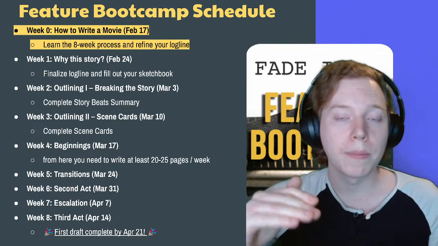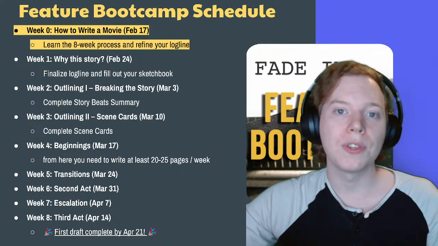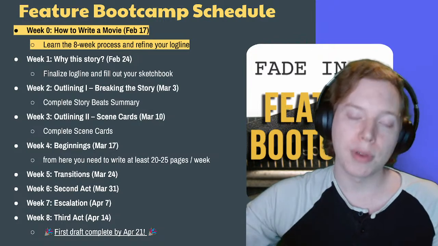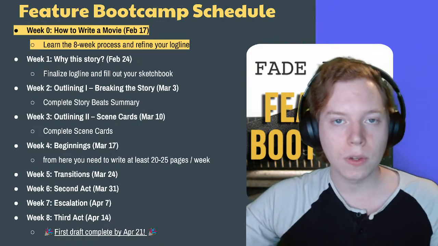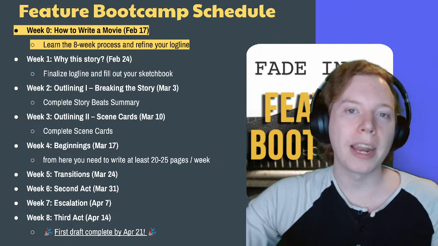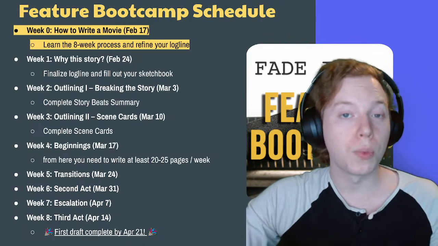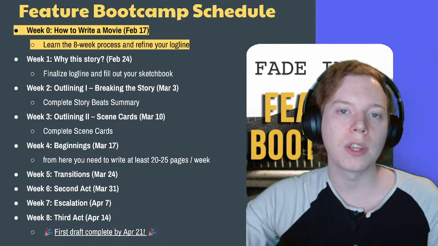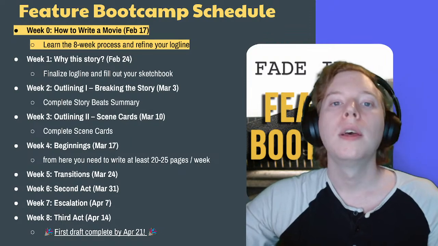We start the script on March 17th, so we go to pages is the term that we use, meaning you go from pre-writing and outlining to actually writing those script pages. And from then on, you're going to be writing about 20 pages of script a week. That's like 4-ish pages if you just work on weekdays.